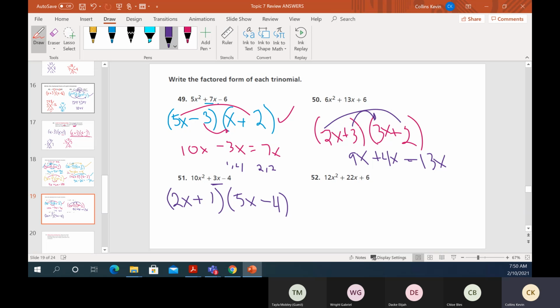So then we say, all right, I've got 1 times 5, that's 5x. Then I've got 2 times negative 4, that's negative 8x. So that's minus 3x. We need plus 3x. What do we need to do? How can we fix this up real quick? So this goes a couple slides back, doesn't it? What do I need to change here?